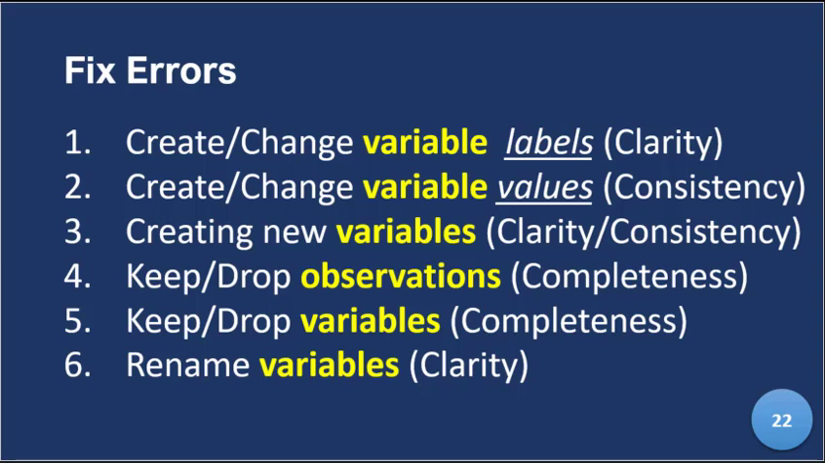The same thing with variable values, and this is talking about consistency. So there's a value for the variable, maybe 4950, or it was a string, and they had Baba itself, Baba Tunde, and things like that were not written properly. You can create a variable value, or you can change the value. So in 3, you can create a completely new variable. And this talks about clarity and consistency.